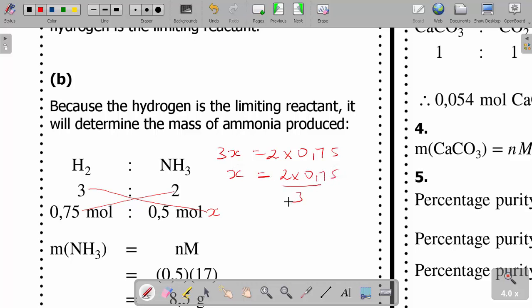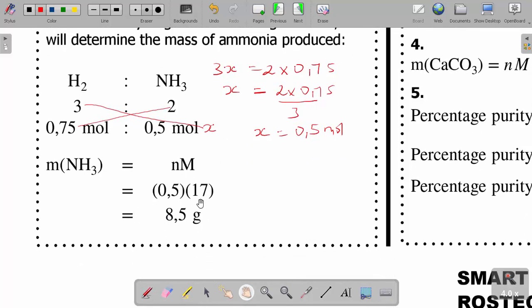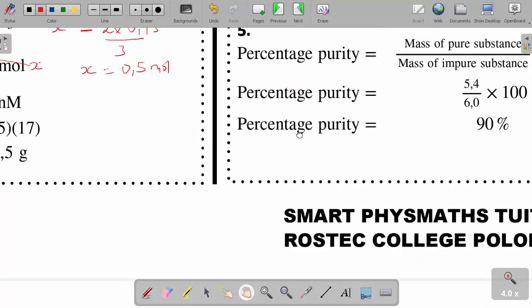So on the calculator, you find that your x is going to be 0.5 moles, meaning that if I react 0.75 moles of hydrogen, I will indeed get 0.5 moles of the product, which is ammonia. After getting moles of ammonia, I can get the mass of ammonia, because we said that mass equals moles times molar mass, so I get 0.5 times 17, which gives me 8.5 grams. Hope we are together.